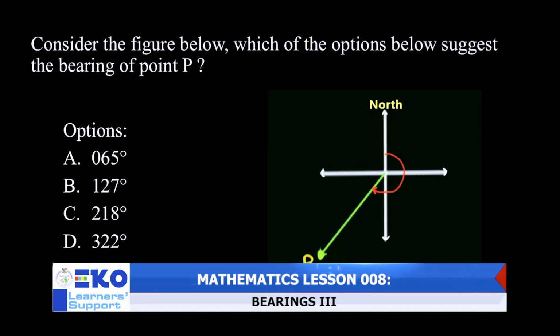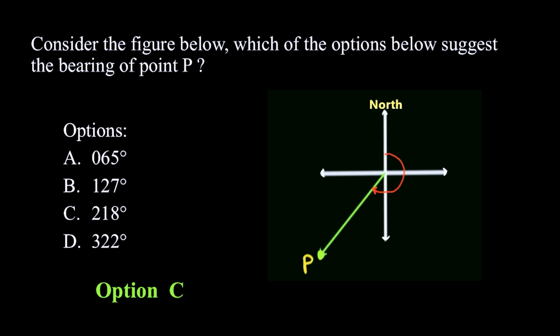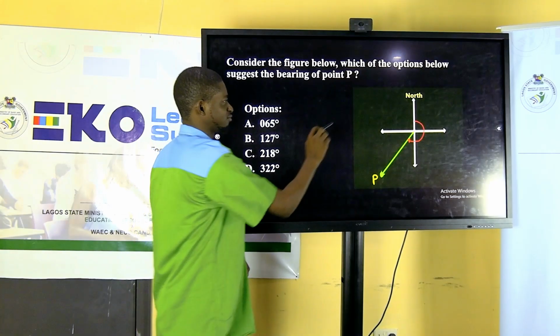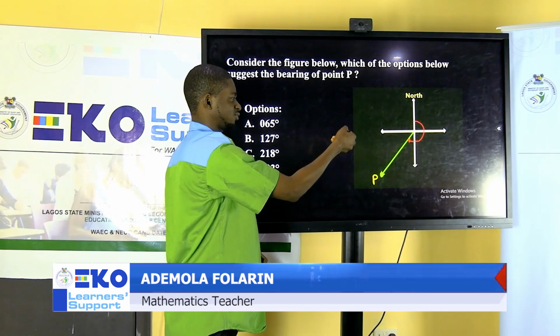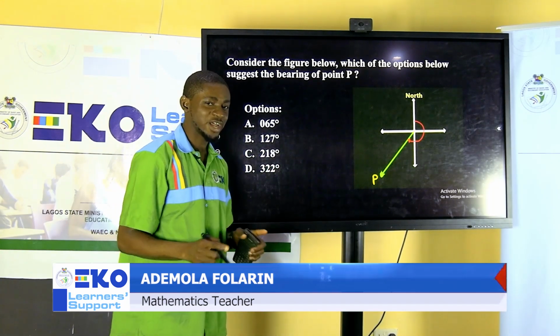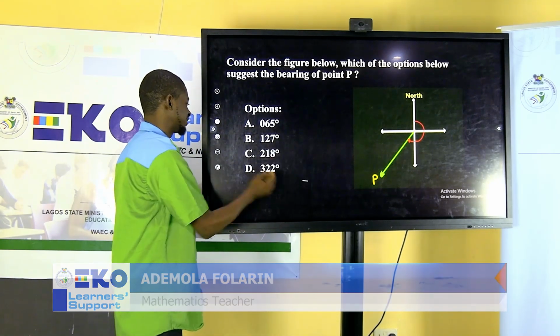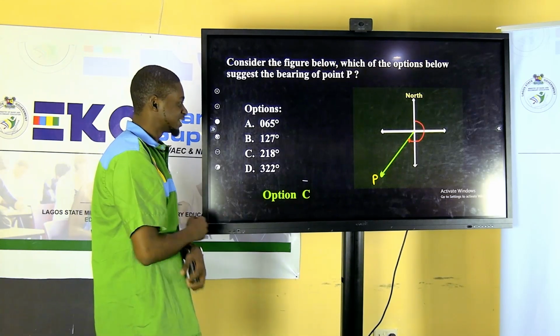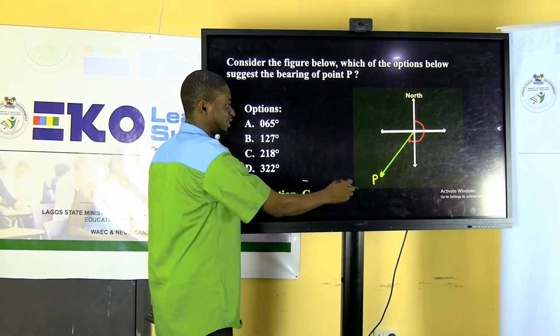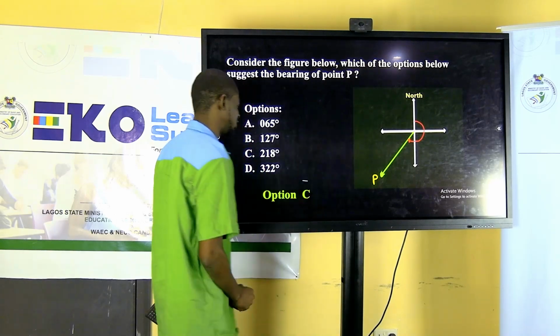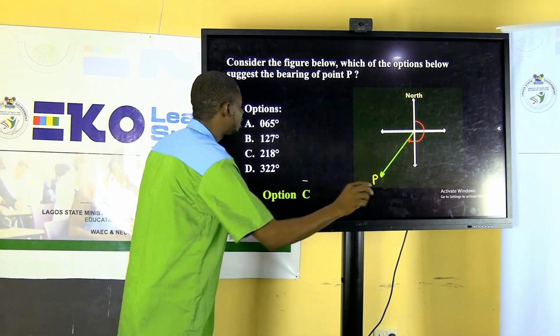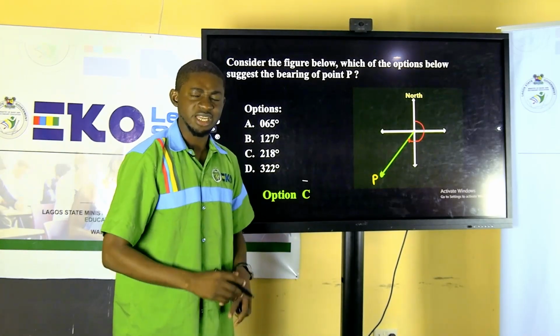Let's consider the figure below. Which of the options best suggests the bearing of this? Think about that. 90, 180, 270. So it's between 180 and 270, right? I've given you the clue. Yes, your guess is as right as mine. Option C, because it's greater than 180 and less than 270. That knowledge is what we now take into calculating any problems involving bearing.